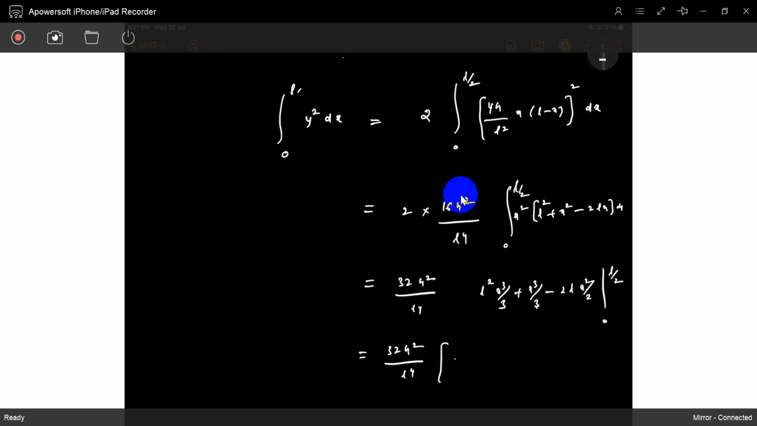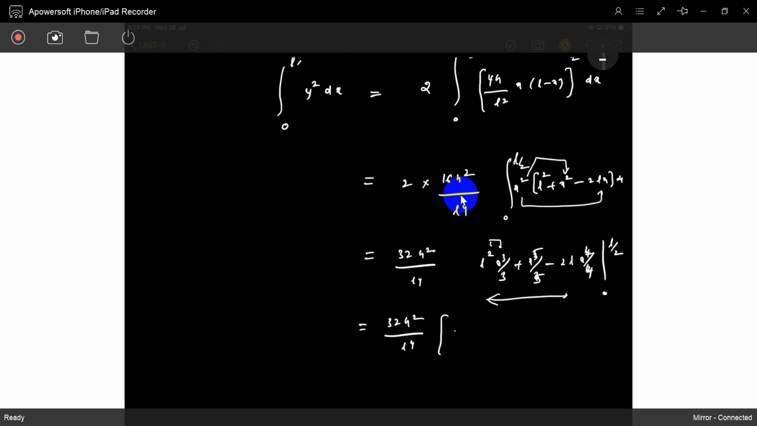Wait, x square. See, x square into x square is x power 4. This is x power 5 by 5. Just observe it, because in additions or subtractions every term has the same units. It has L power 5 units. This is also L power 5. This is also, see, x square into x cube, you will do the integration, x power 4 by 4. So that's it. Substitute it.